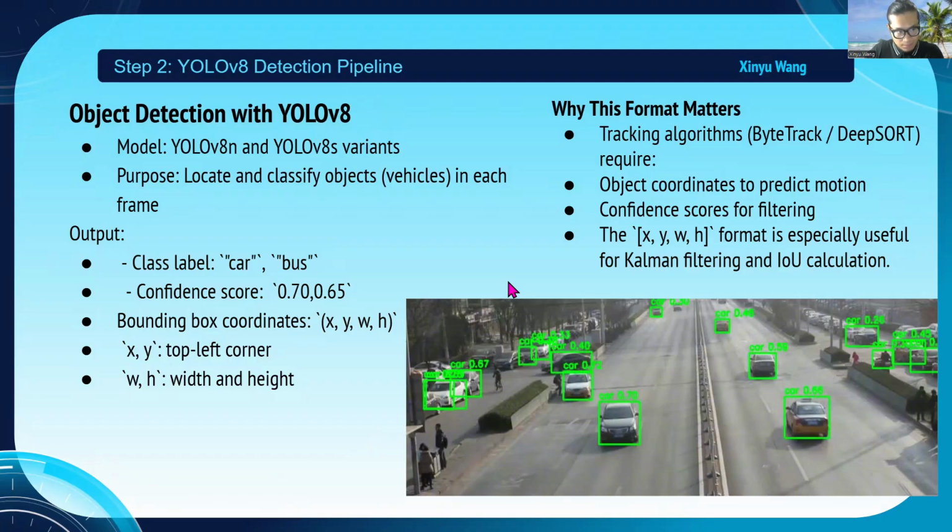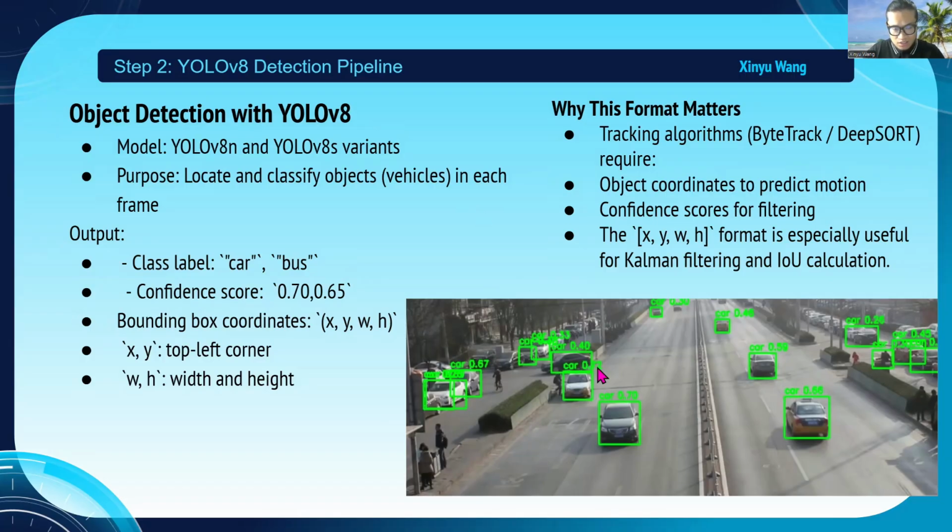The second step is the YOLOv8 detection pipeline. In this section, we use the YOLOv8n model and also the YOLOv8s model. The purpose is to locate and classify objects such as vehicles or people in each frame.